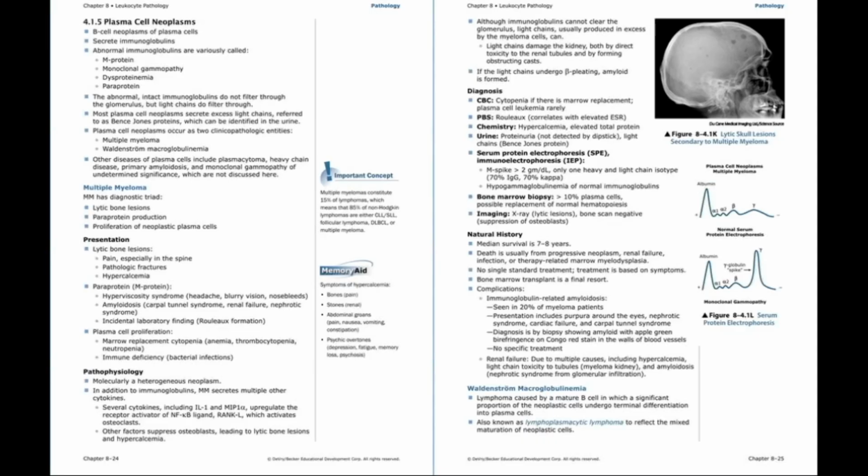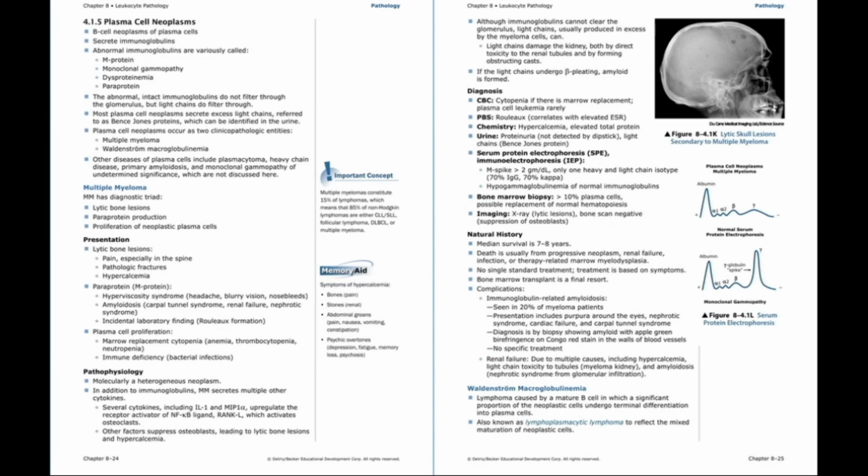B-cell neoplasms of the plasma cells recapitulate the normal function of plasma cells and secrete immunoglobulins. This monoclonal production of immunoglobulins has multiple names. These include M protein for monoclonal. They can be called a monoclonal gammopathy, a dysproteinemia, and a paraprotein.